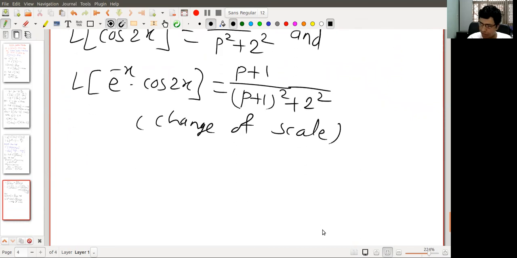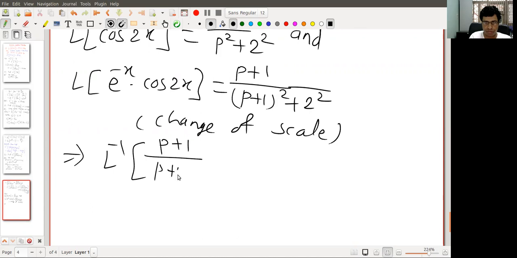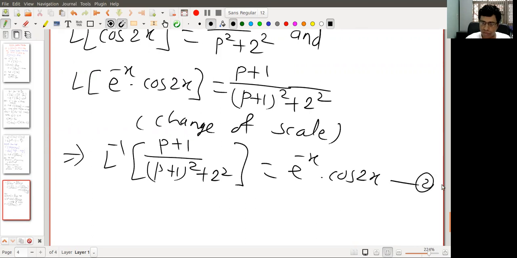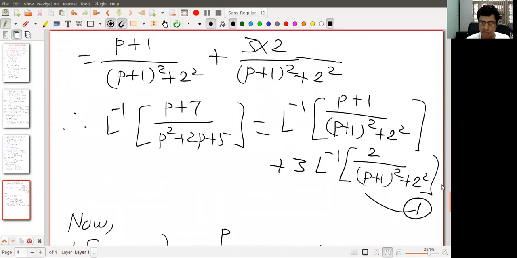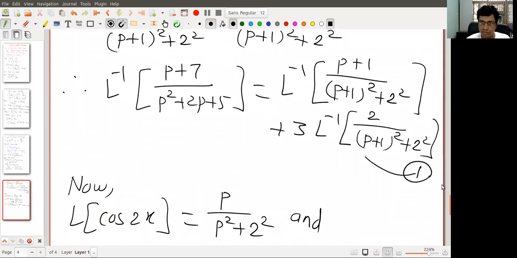Similarly, Laplace transform of sine. Okay, so actually this means L inverse of p plus 1 upon p plus 1 square plus 2 square is nothing but e raised to minus x into cos 2x. Okay, this is number 2. This we are going to substitute in 1, the first term in 1. Now we see the second term.